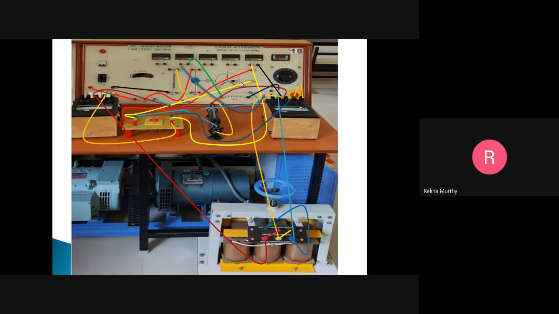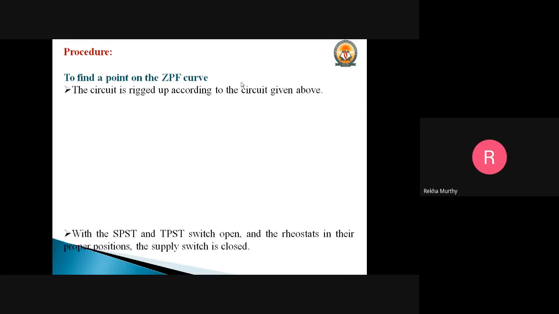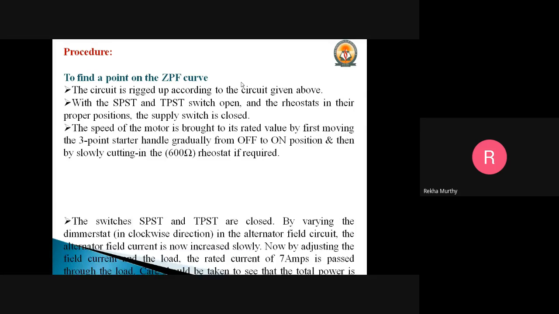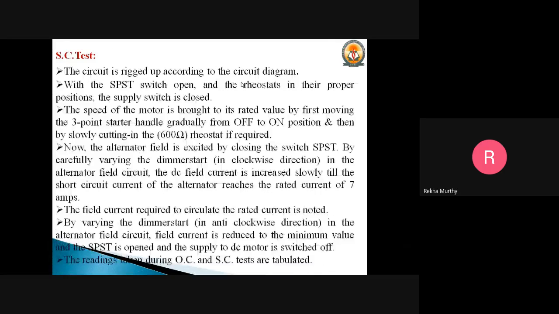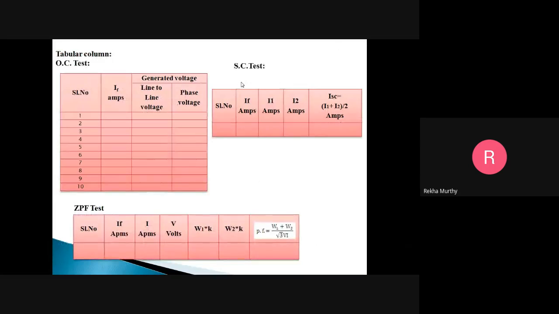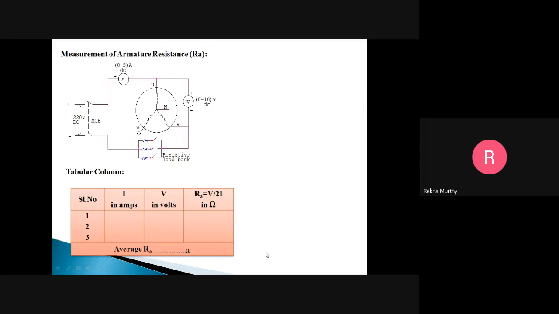The remaining OC and SC tests need to be repeated as what we had done in the EMF method as well as the MMF method. The same procedure should be carried out. The only difference is the ZPF test. So the corresponding field current should be taken down: I is 7 amperes, the corresponding voltage should be taken, and W1 and W2 should be taken down, and from this the power factor value will be calculated.